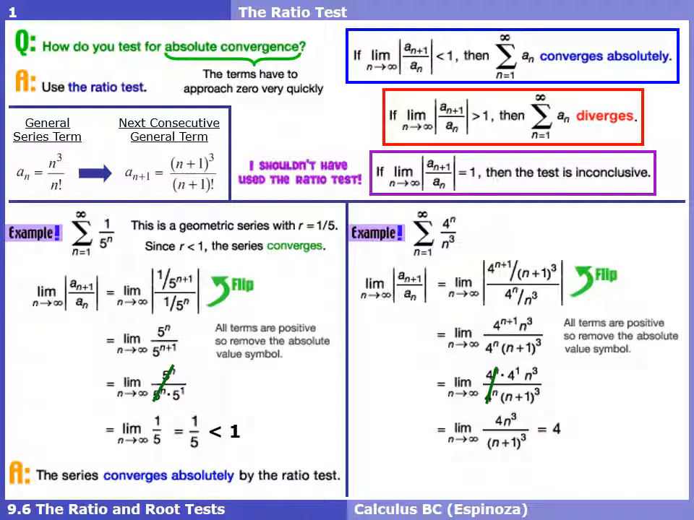What conclusion can we draw here? Well, since the limit of the ratio, I should say, is greater than 1, we can say that this infinite series diverges by the ratio test. Again, very important that we put what test we used to come to the conclusion that we came to.